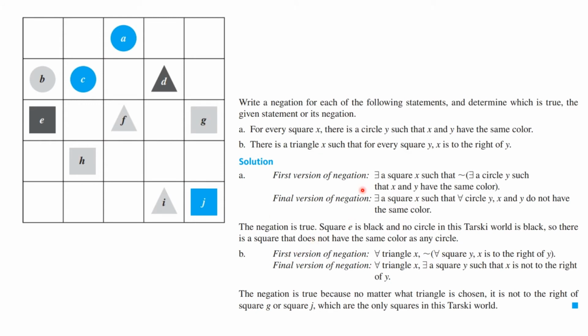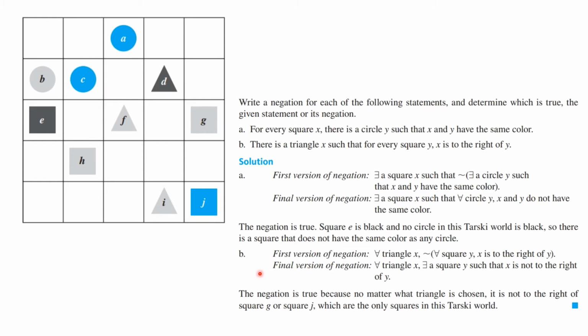Okay, so the negation of the first statement is going to be written this way. There exists a square x such that there does not exist a circle y such that x and y have the same color. But then you expand this and you change the exists to a for every. So this is going to be there exists a square x such that for every circle y, x and y do not have the same color. The negation is true. Square E is black, and no circle in this world is black. So therefore, there is a square that does not have the same color as any circle.